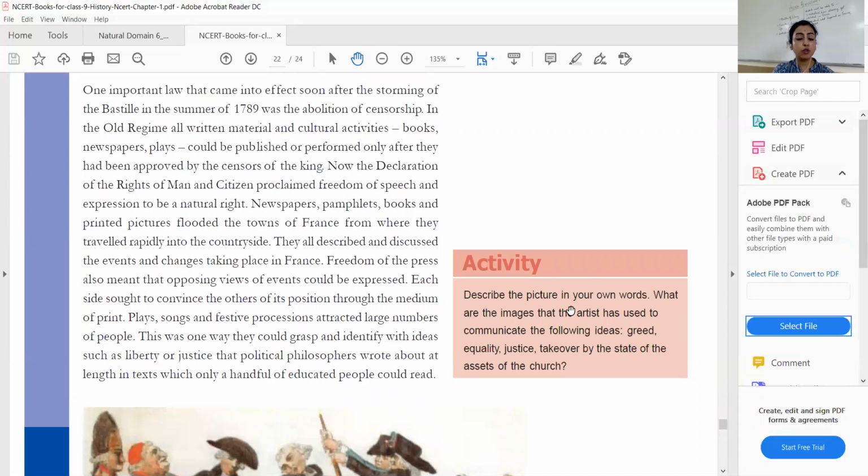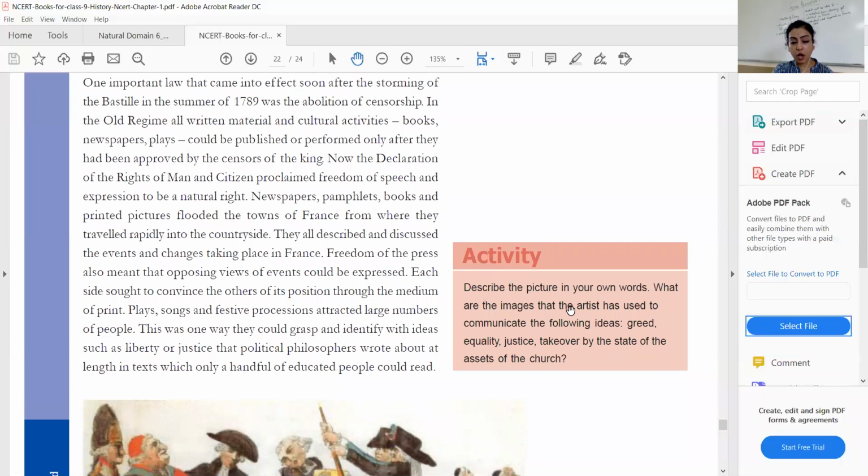So people started to write. Words have a very strong impact, so people started to write more and more. This was the way to grasp and identify with ideas. When people wrote more, people read more and talked about it more. So the ideas of liberty and justice spread, people got more educated and they could achieve it. However, even though the press was there and many things were written, only educated people could read those. The uneducated could not read the papers or whatever was written there.